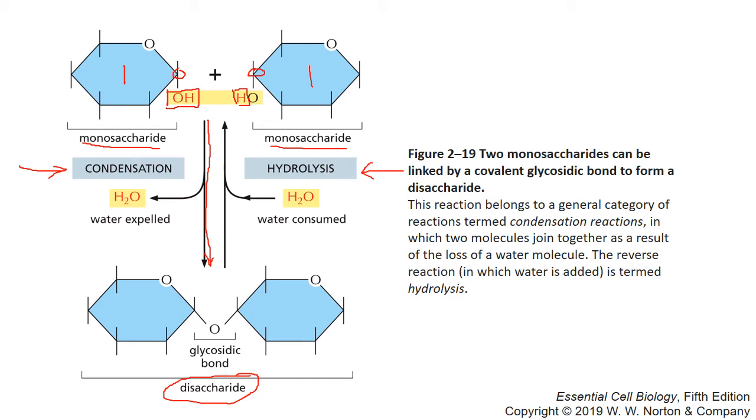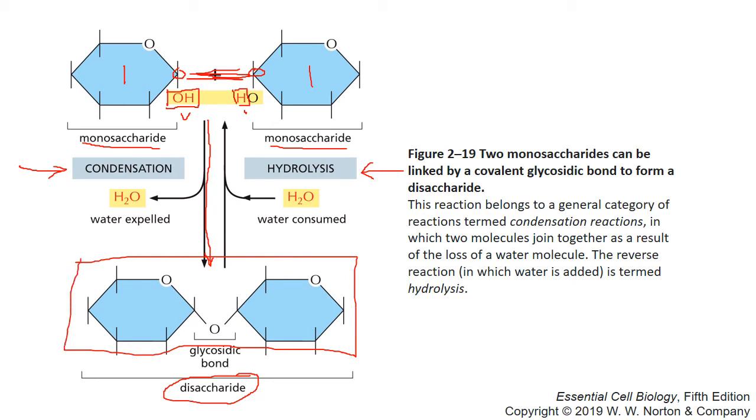Now that the hydroxide and the hydrogen have been removed, there's an empty spot on both of the monosaccharides so that they can successfully link together. And when they link together, they create a disaccharide. So you've built something that's larger.